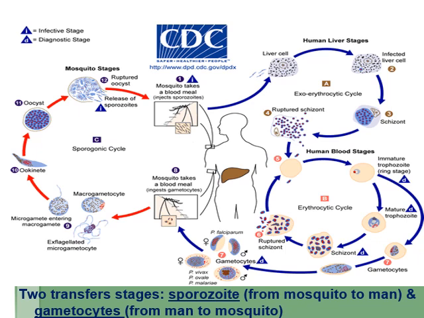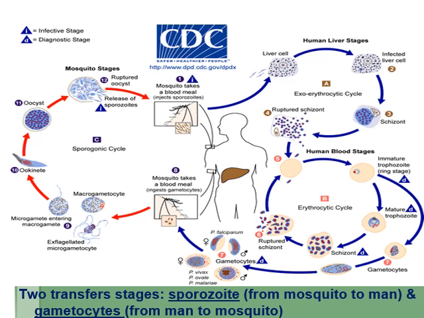ookinete, the motile egg. This ookinete will develop to an oocyst. The oocyst will produce sporozoites, which migrate to the proboscis or head of the mosquito, to the salivary gland, and the cycle will repeat.